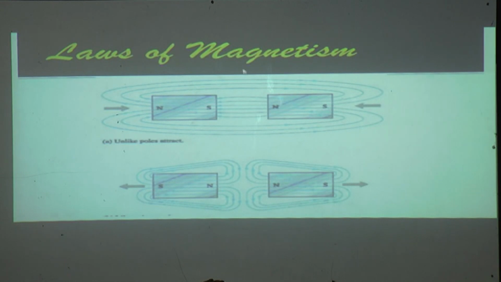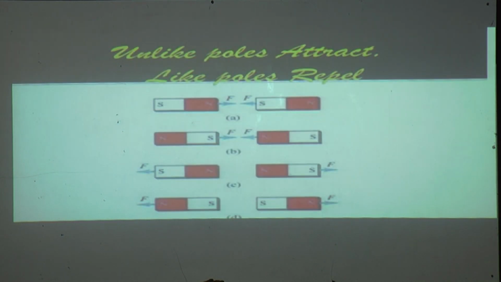Which is laws of magnetism. So, laws of magnetism: we discussed that unlike poles are going to attract and like poles are going to repel. Okay, so we discussed this. Now next, unlike poles attract and like poles repel. So in this picture again, that law of magnetism is given here by these images.